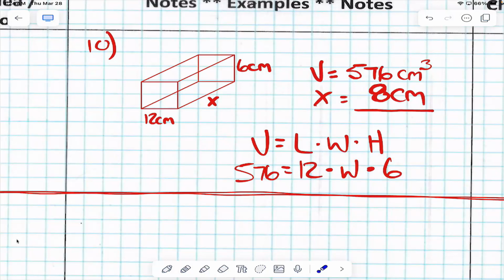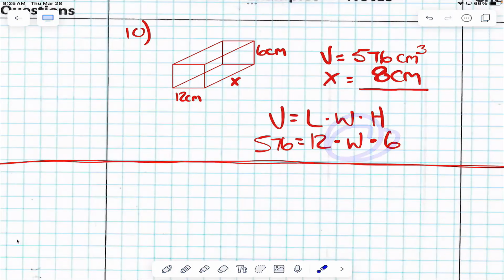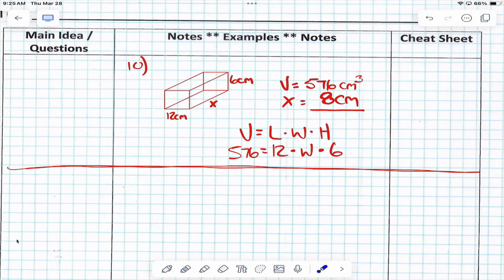Others of you use a different strategy, which I'm not going to talk about right now, but if you just start plugging in numbers for W, and you know the numbers should be pretty close to 12 and 6, are you eventually going to get the right number? So 12 times, our answer was 8. 12 times 8 times 6 actually is 576 centimeters cubed, right?